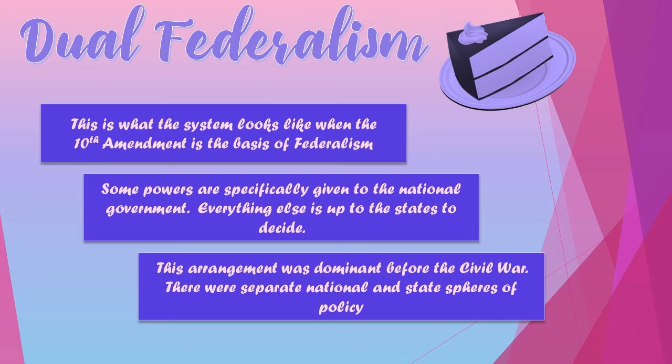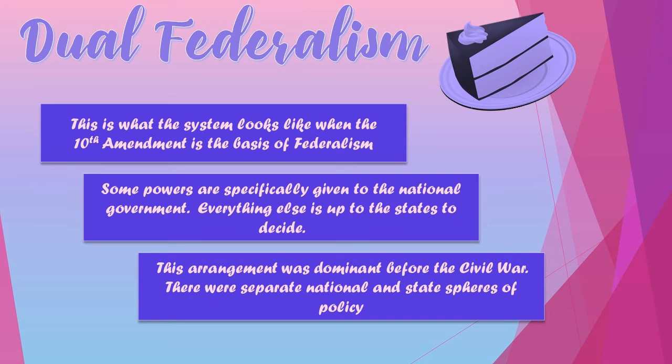So in this system, lots of powers are given specifically to the national government, mostly economic and foreign policy powers, and everything else is left up to the states to decide. And this would give the people maximum amounts of freedom to make their own governments. The states would have the maximum amount of flexibility to meet the needs of their citizens. And so we'd probably see a variety of policies across all the states, because the states would have a lot of flexibility to make decisions about things like schools, health and safety, crime and punishment, things like that.